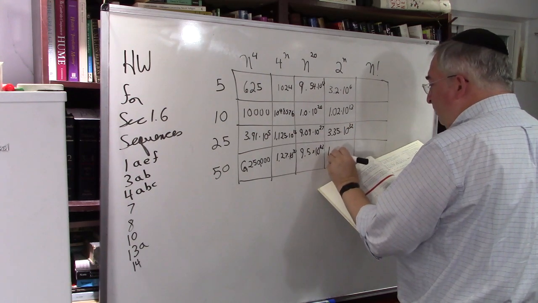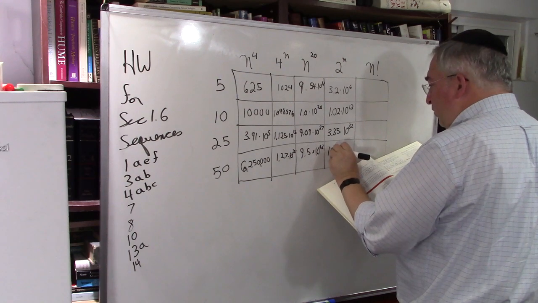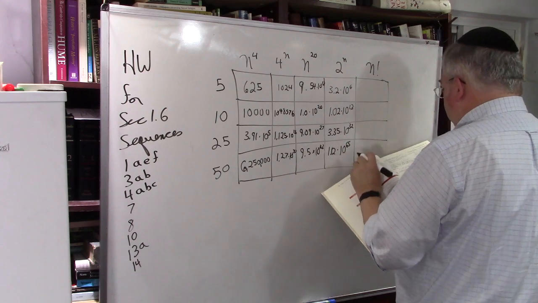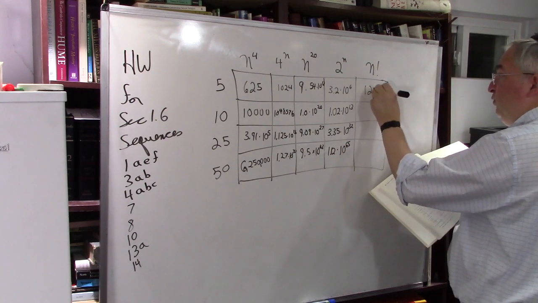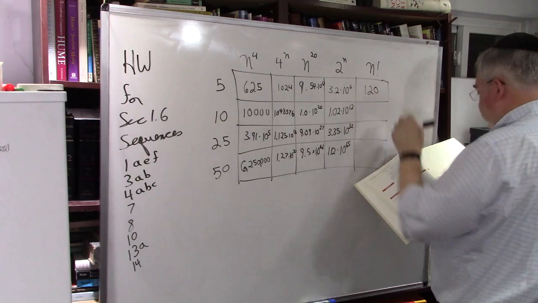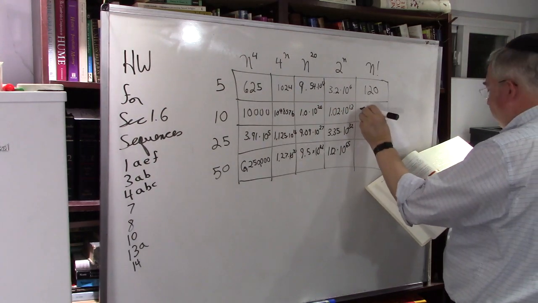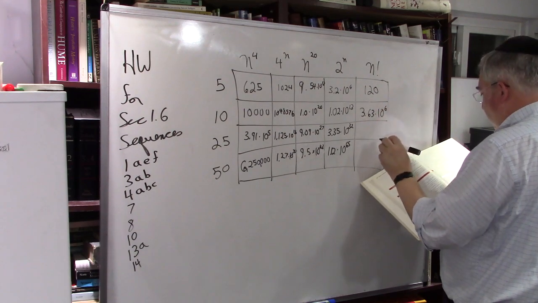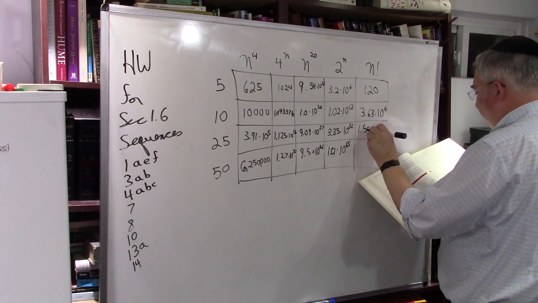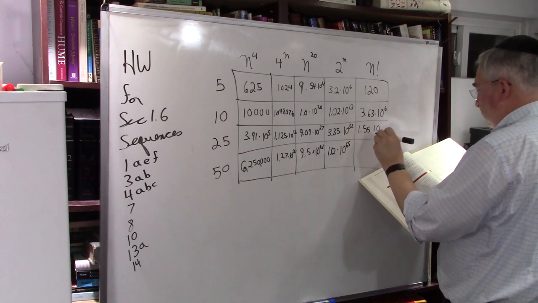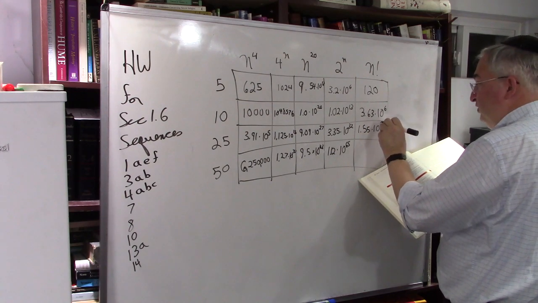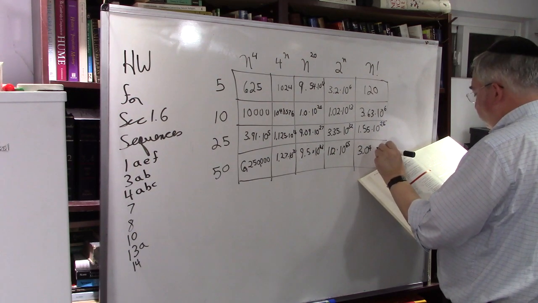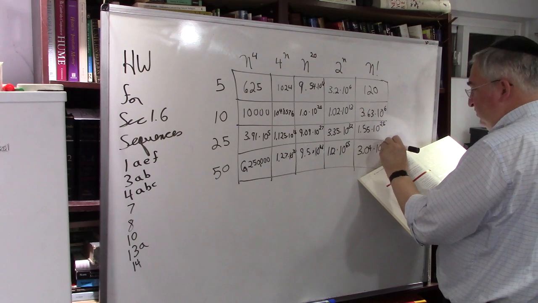This is 1.12 times 10 to the 65th. Okay, next, this is 120. We did that. 5 factorial is 120. We just did that 5 minutes ago. Then 3.63 times 10 to the 6th. This is 1.55 times 10 to the 25. And this is 3.04 times 10 to the 64.